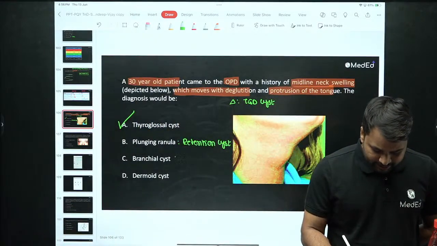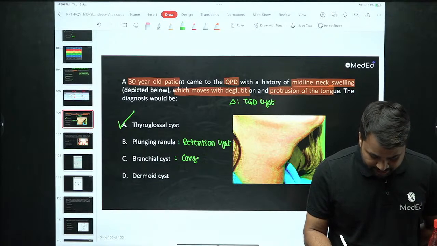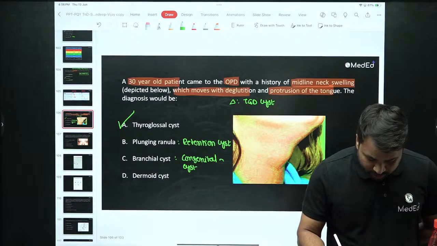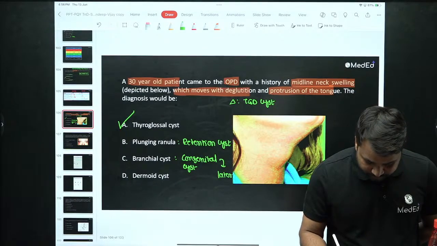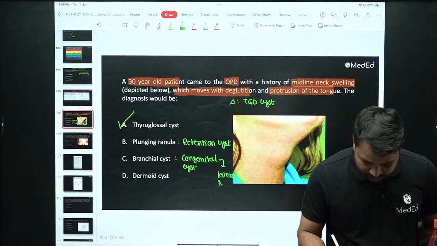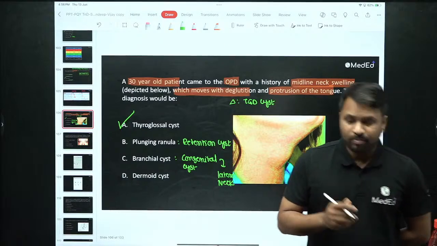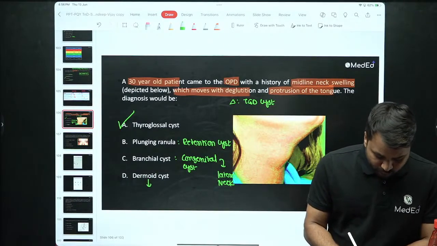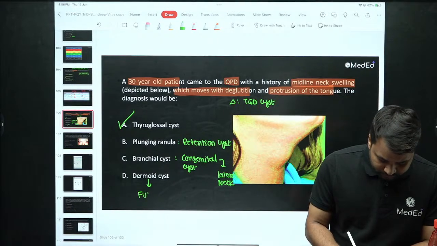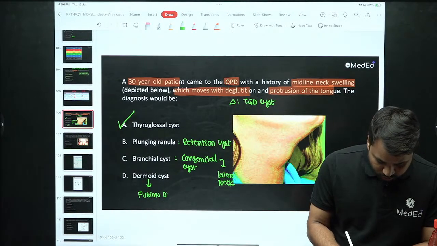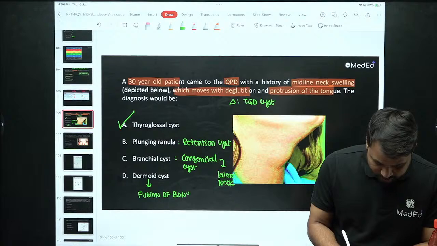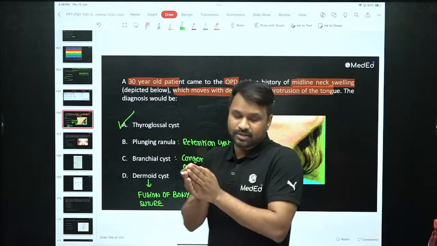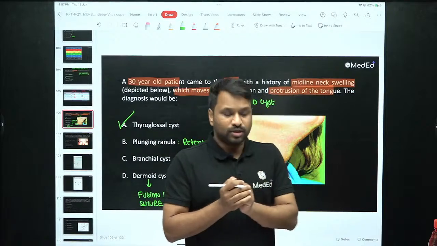Branchial cyst is basically a congenital developmental cyst, but this will be on the lateral side of the neck, right? Plunging ranula is in the midline. Dermoid cyst, dermoid will be at the fusion of the suture lines, the fusion of bony sutures, where the 2 plates fuse. Okay? Chalo. So answer is thyroglossal duct cyst, right?